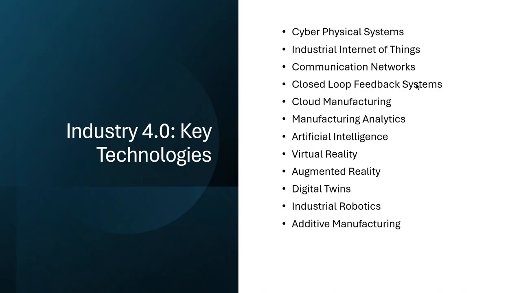The key technologies used in Industry 4.0 include cyber physical systems, industrial Internet of Things, communication networks, closed loop feedback systems, cloud manufacturing, manufacturing analytics, artificial intelligence, virtual reality, augmented reality, digital twins, industrial robotics, and additive manufacturing. These will be explained in the slides that follow.